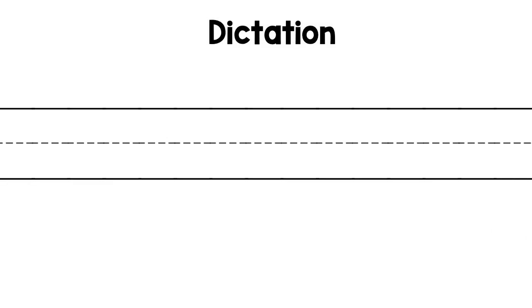For dictation today, I would like you to write a capital B with correct formation, a lowercase b with correct formation. Then show me a finger space and write the word rib. Rib.